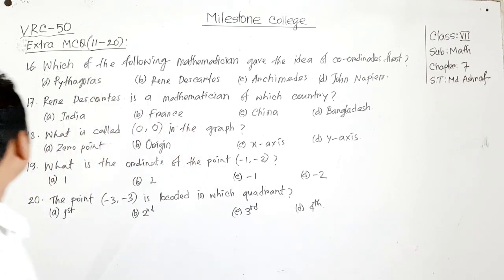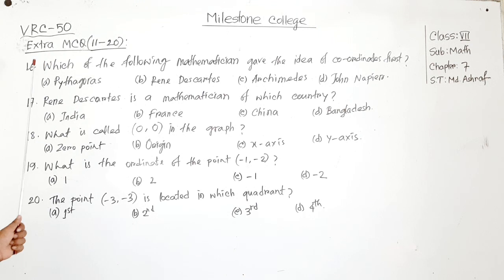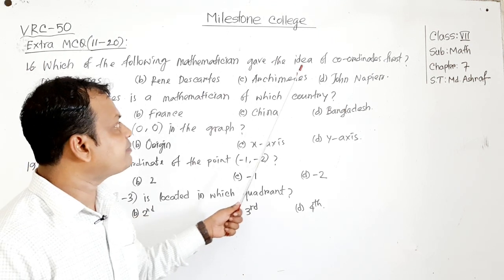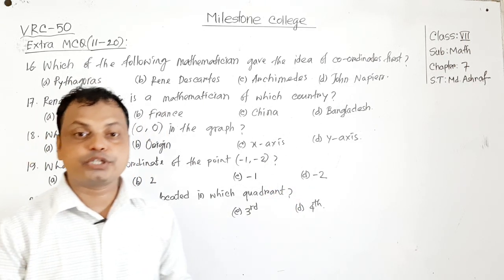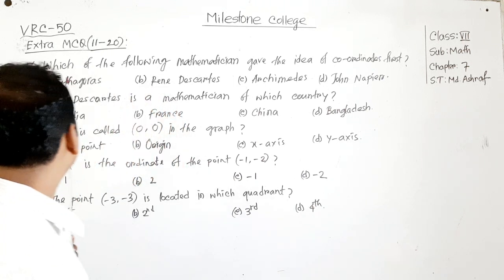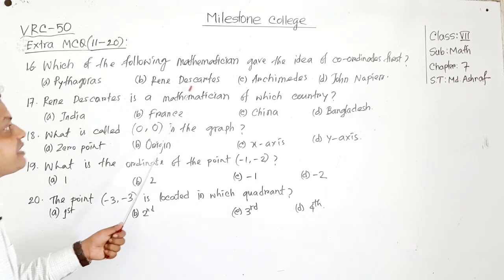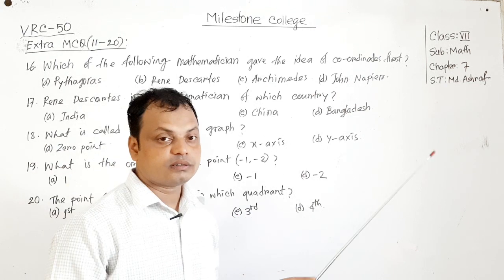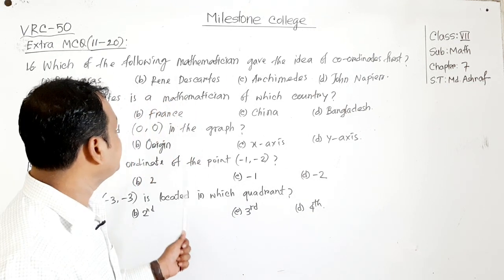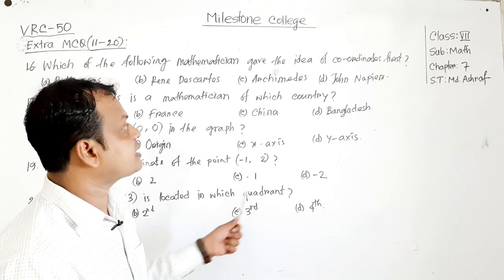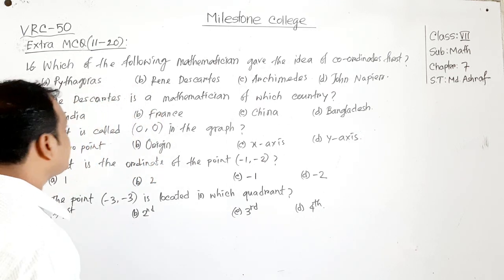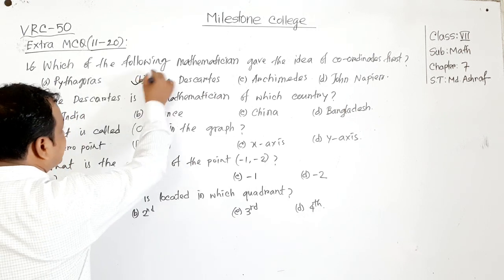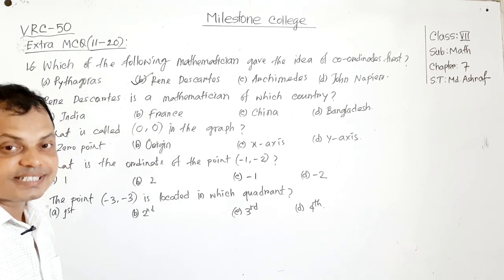Now see the board, it's question number 16. After 15 it will be 16. The question is, which of the following mathematicians gave the idea of coordinates first? The options are Pythagoras, René Descartes, Archimedes, John Napier. Among these mathematicians, who gave the idea first about coordinates? The answer, as you get in your book in the information, will be René Descartes.